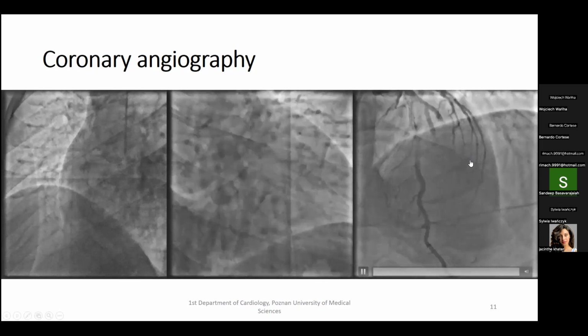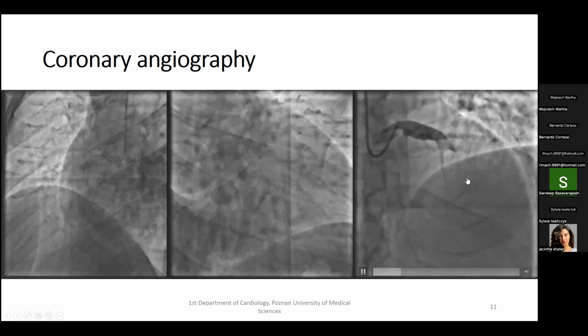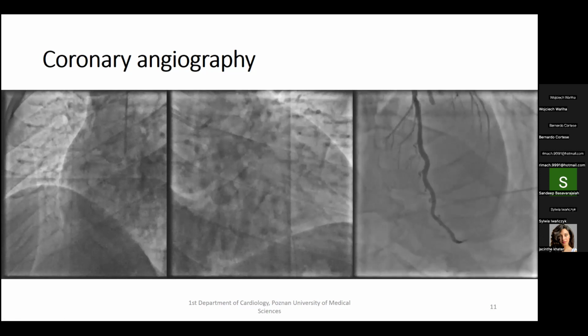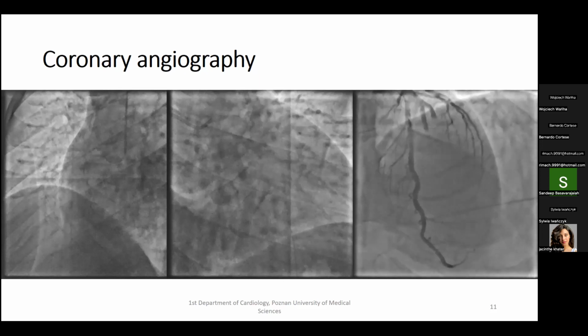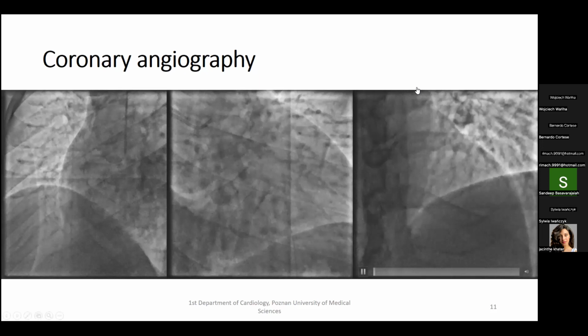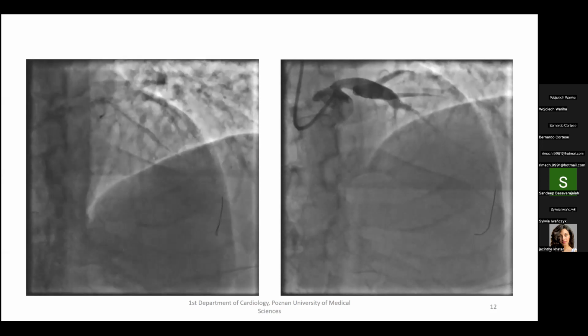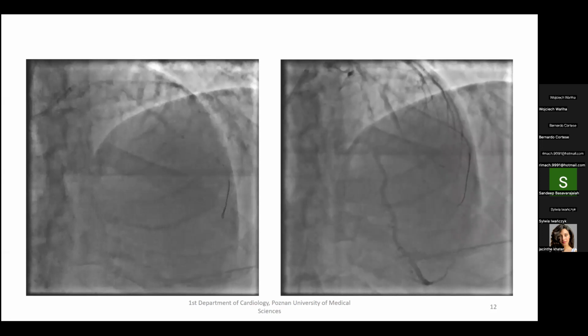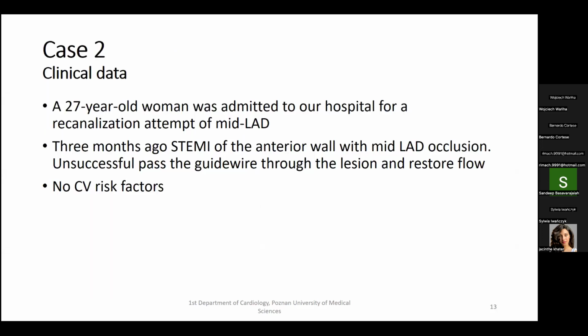Unfortunately, I don't have the IVUS images, because after the thrombus aspiration, IVUS was performed and there was no atherosclerotic plaque inside the artery. So probably the reason for the myocardial infarction was aneurysm thrombosis and distal embolization. This is after the wiring and thrombus aspiration, and we can observe restored flow through the quite large artery.